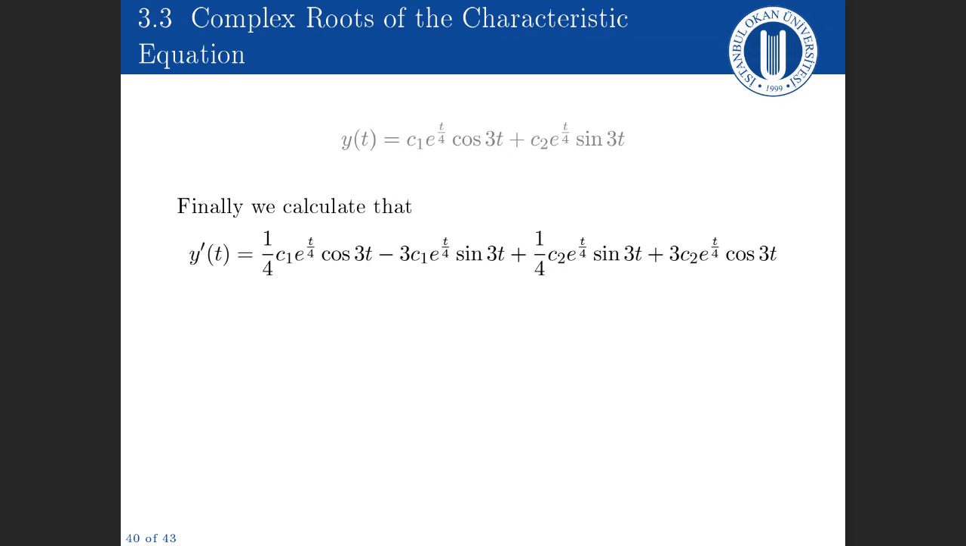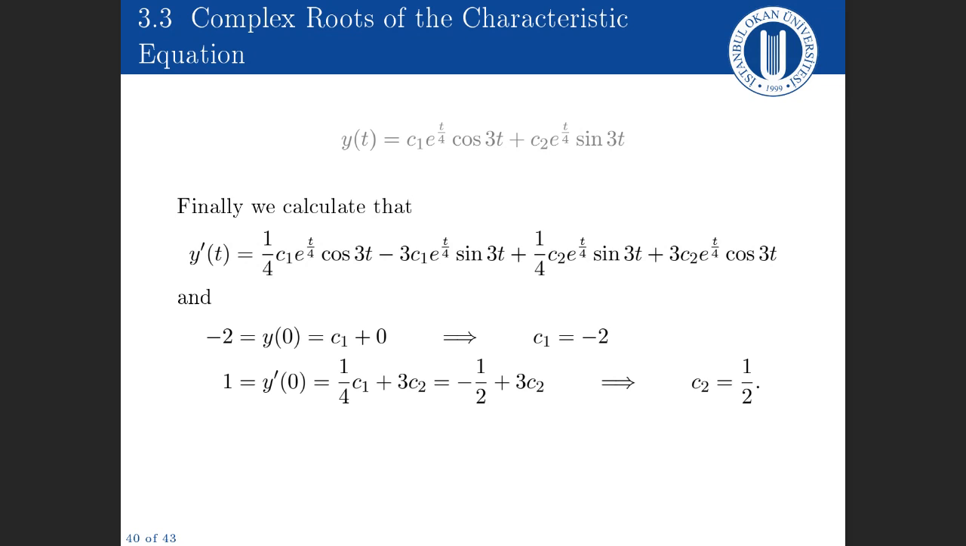And then I want to replace t by 0. We're lucky when we have cos and sine because a lot of the terms just go to 0. Looking at the formula at the top, sine of 0 is 0, so we can forget all about the second term. Cos of 0 is 1, forget about that. E to the power of 0 is 1, forget about that. We just find that minus 2 is equal to C1.